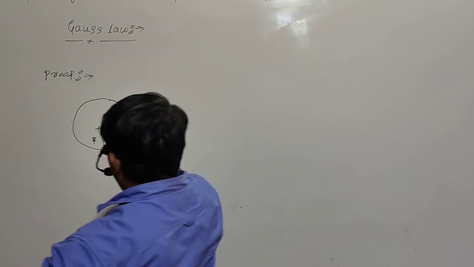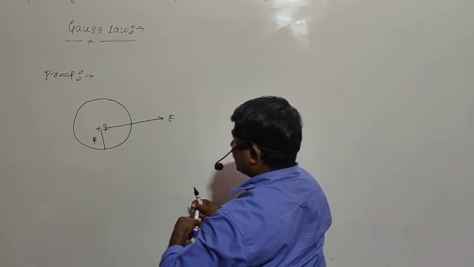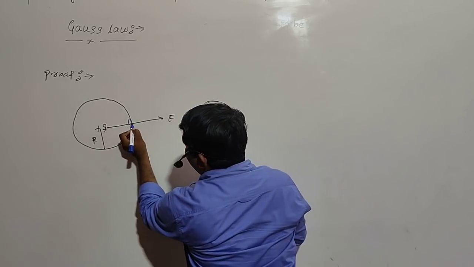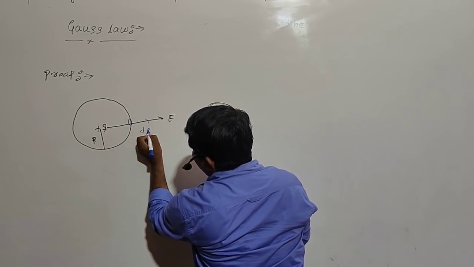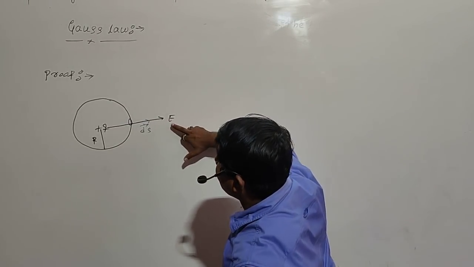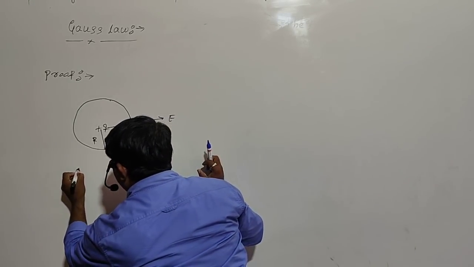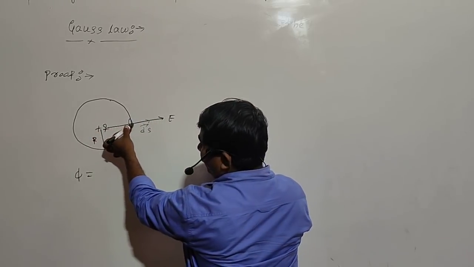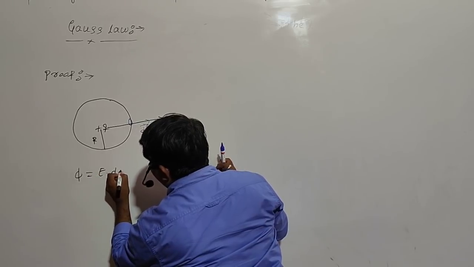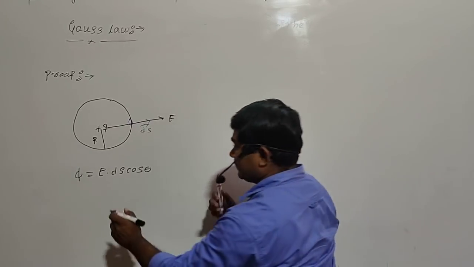Now, through this area, I will take a small area element. If this is the area element, what about the area vector? This is the area vector. Here the area vector and electric field are available. What is electric flux? Electric flux is the total number of electric field lines passing the surface normally, or the dot product of electric field and area vector. This we are calling electric flux.